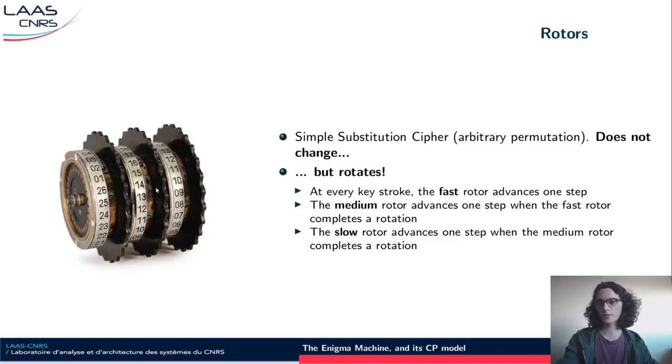And this makes it so that the same letter encoded twice may or may not encode to the same letter, but it does not necessarily encode to the same letter twice. That makes Enigma hard to decipher using traditional deciphering methods.